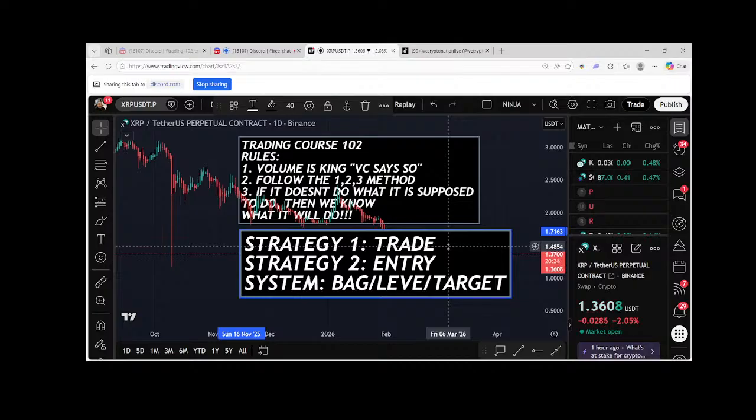And then finally, a system. This is the most important part, right? The system is, once you have a strategy in a trade, you will receive information. And this is what people never teach you, and I'm going to teach you, all right?